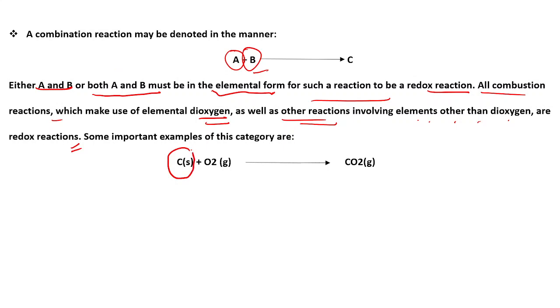This is in the elemental state. Similarly this O2, this is also dioxygen in its elemental state. So these two are reacting together and they are forming a CO2 molecule. This is an example of a combination reaction where two atoms combine together and form a single compound.